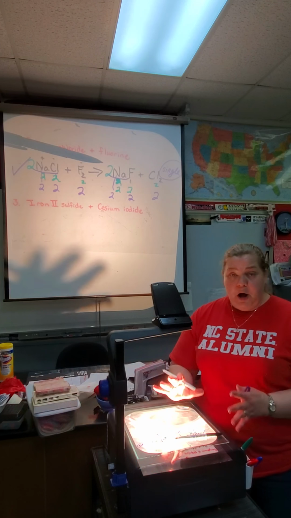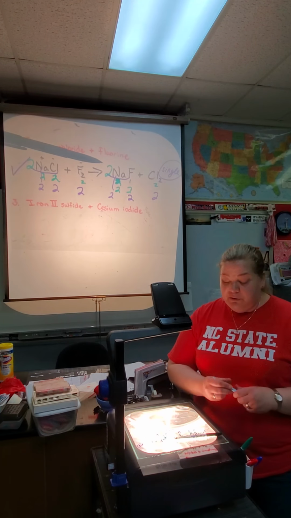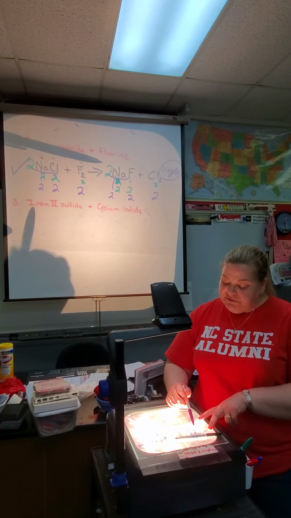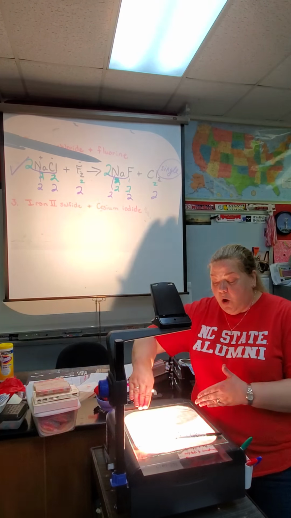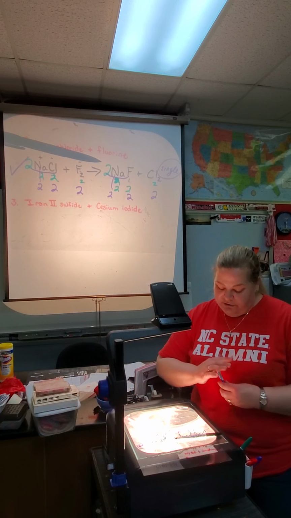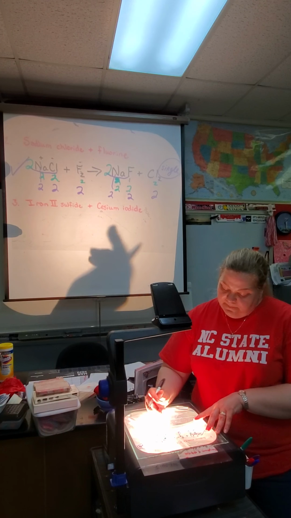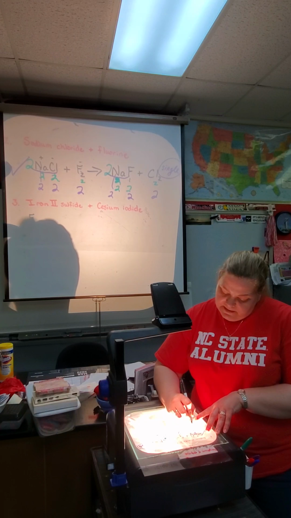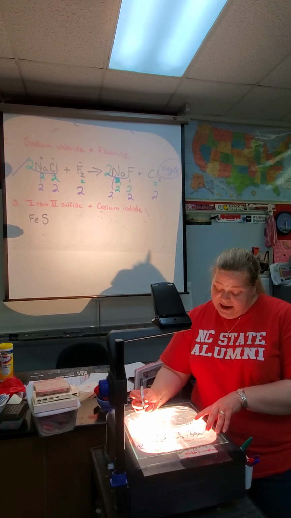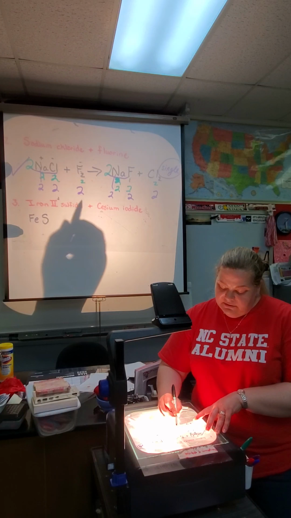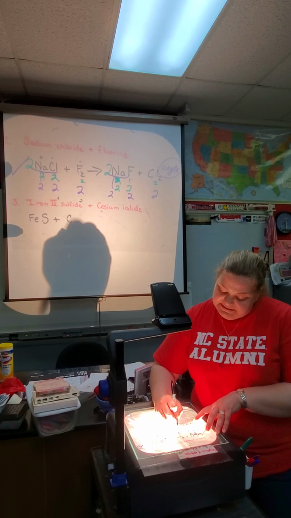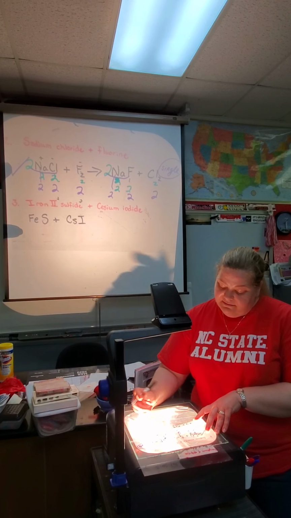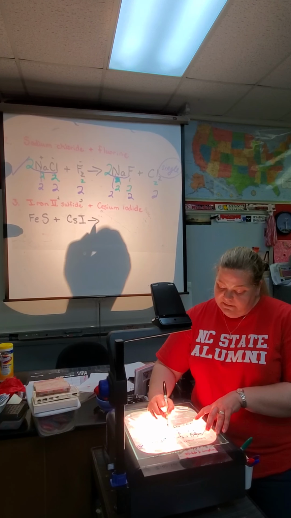Last example, pause, work this out on your own and write it out. Iron 2 sulfide and cesium iodide yields, and how is this going to swap elements and partners? Here we go. FeS. Why, you say? Because iron is a 2 and sulfur is a 2. They're going to cross and cancel. Plus CsI. Plus 1 minus 1. Yields.